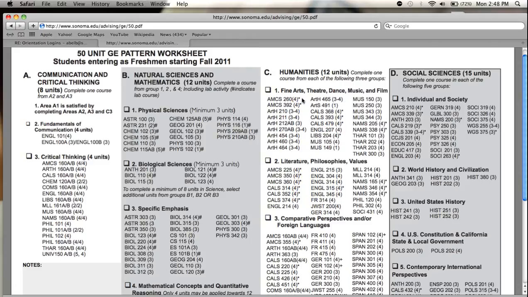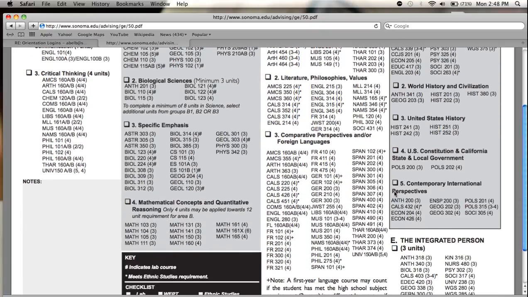C1 is fine arts, theater, dance, music, and film, with a variety of courses. C2, literature, philosophies, and values. And C3 is comparative perspectives and or foreign languages. So you can see this is where all of our foreign language courses are.